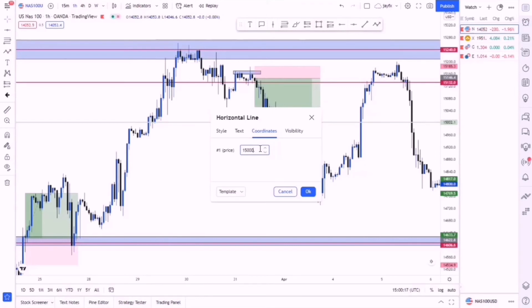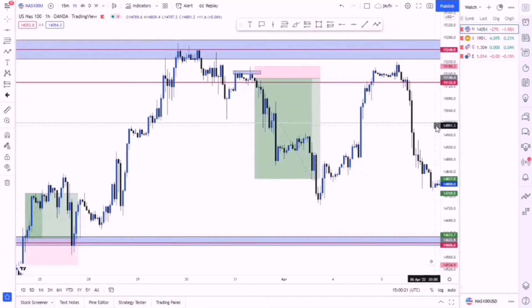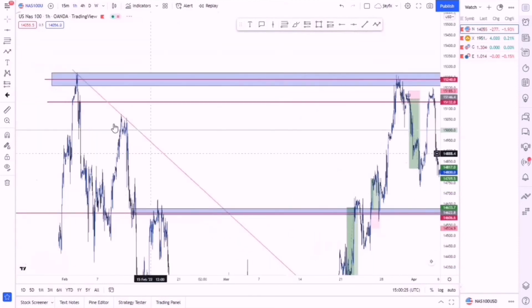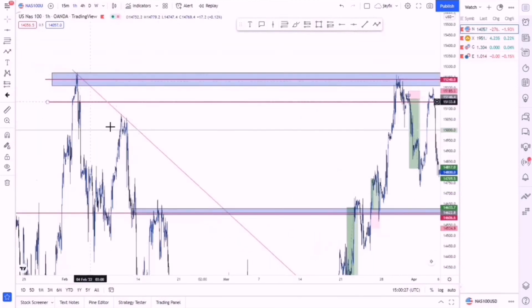15,000, let me put that in. So I was looking at this 15,000. The reason why I did that is because of our trend line. If you see, we had a first touch, a second touch, and I told you guys that those points that the market touches on the trend line, whether it's coming from a much higher time frame or a lower time frame like this 1 hour time frame, the market tends to respect those points.